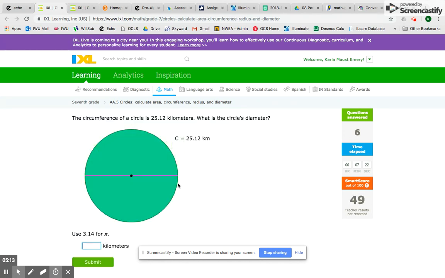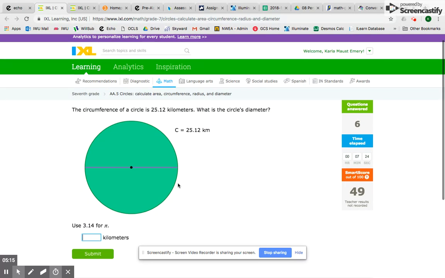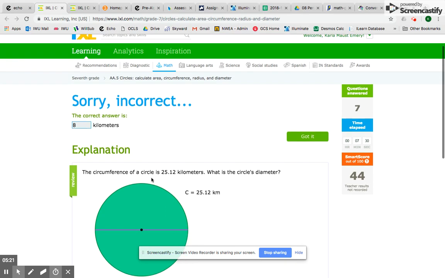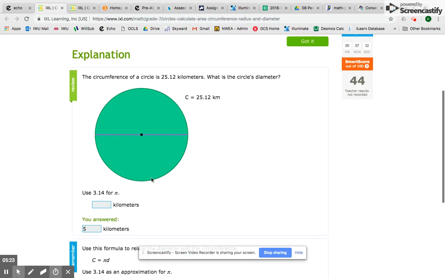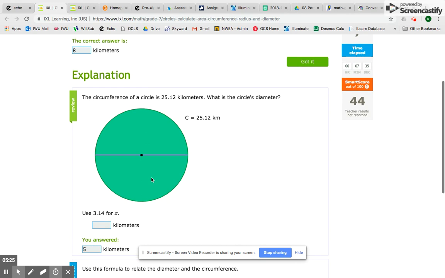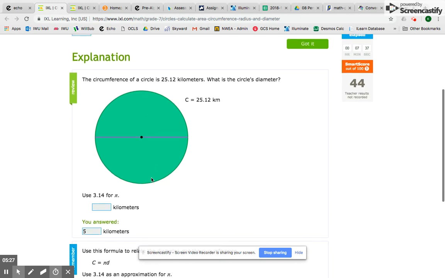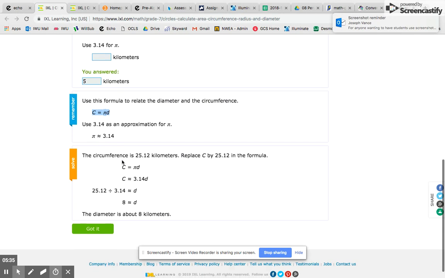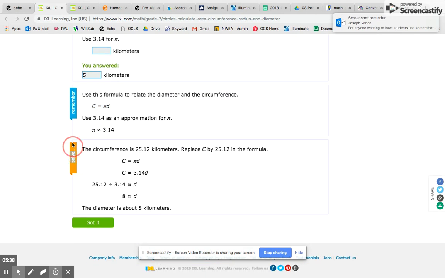Alright, so say I did this one and I actually got it wrong. So I put 5 in. And I got it wrong. Well, this is what you need to do. You need to actually read the explanation because it will tell you exactly what you did. So it says, over here, this is the question that's given, right? And then right here in the blue, it reminds you which formula you should use. And then it says how to solve it in the orange.